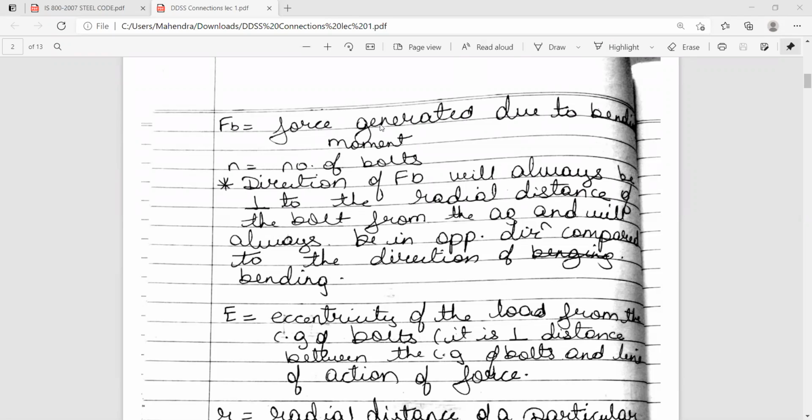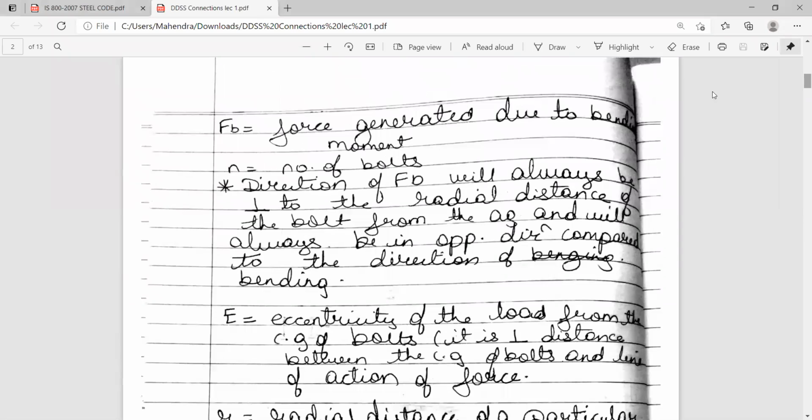Okay, Fb is the force generated due to the bending moment, and the direction of Fb will always be perpendicular to the radial distance of the bolt from the CG and will always be in the opposite direction compared to the direction of the bending. Yes, noted. Now, what do you mean by E?